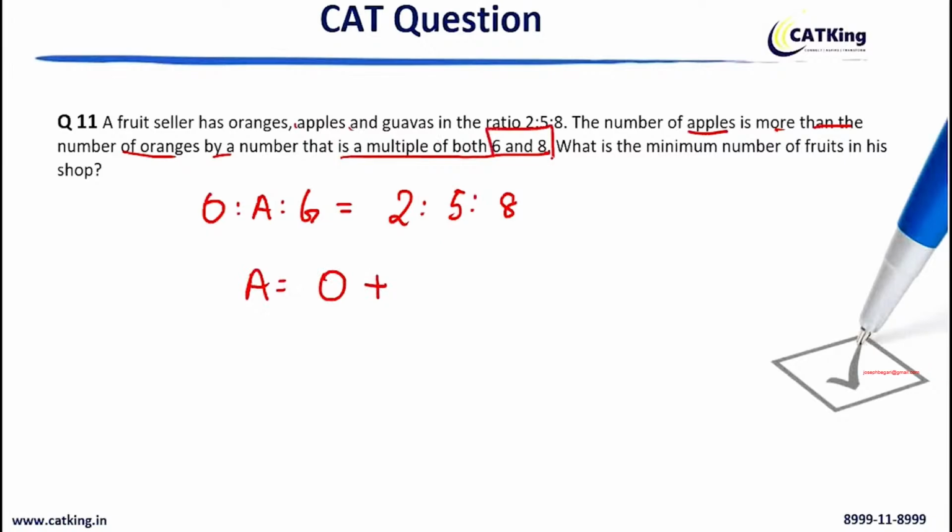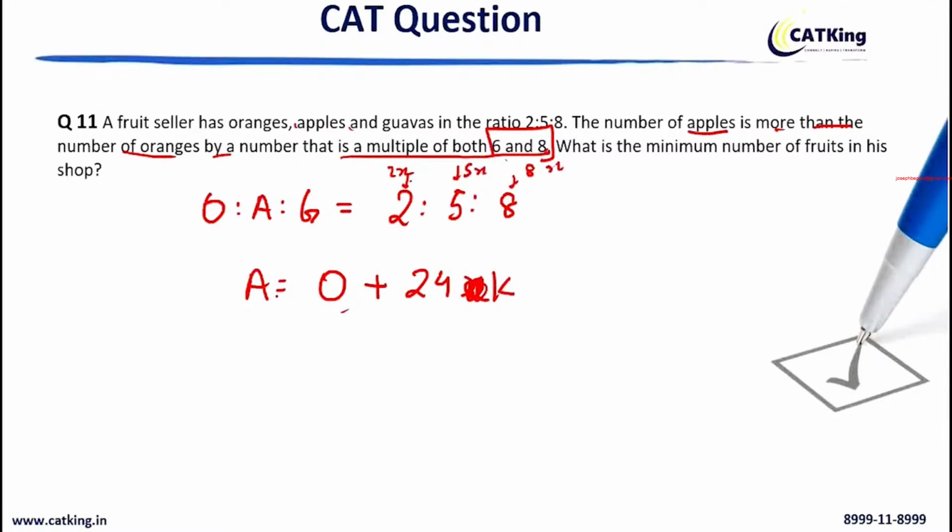Multiple of both 6 and 8. That means LCM of 6 and 8. Correct? Which is 24. Let this be k, so the difference is 24k. Now I am assuming if this is 2x, this is 5x, this is 8x.